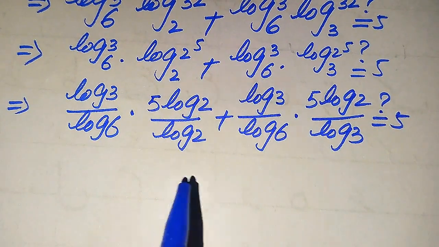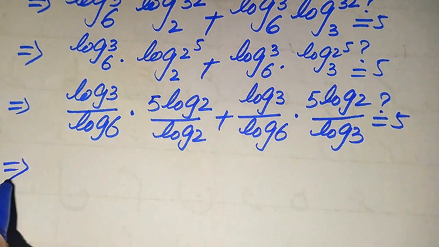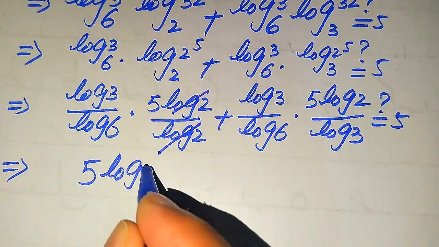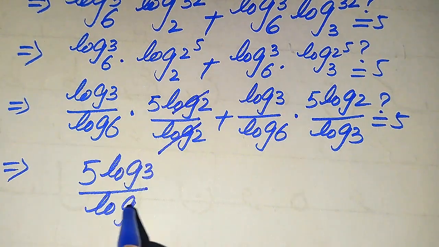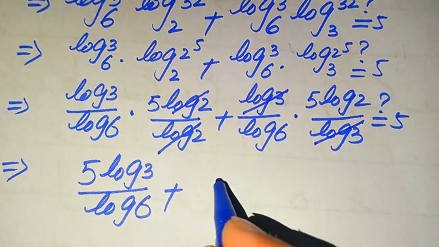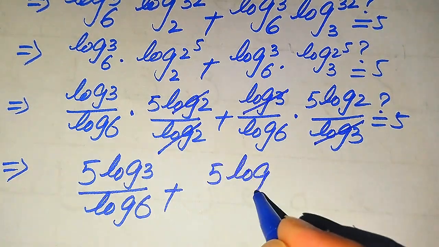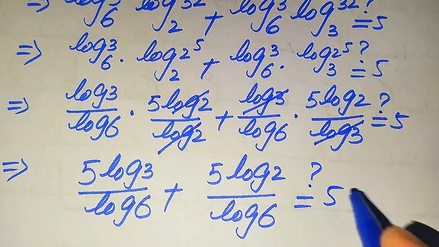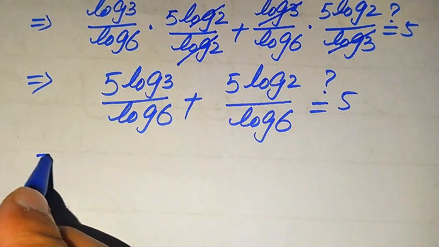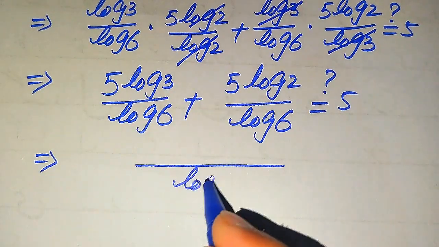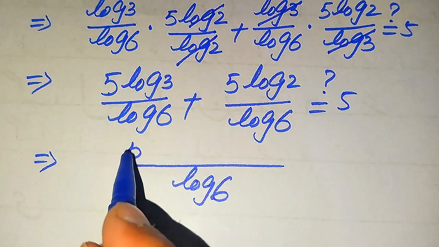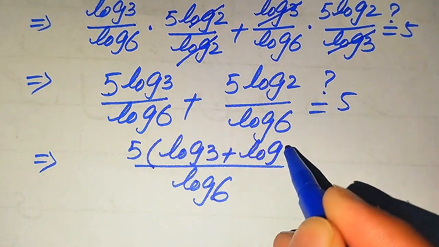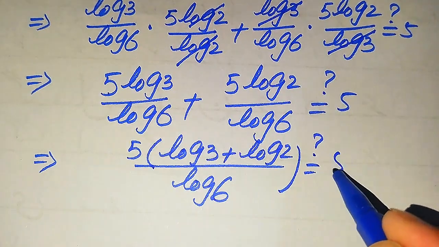So further we need a little bit of simplification, and it will be written as this log 2 is cancelled out by this log 2, and here we will get 5 times log 3 divided by log of 6 plus, this log 3 is cancelled out by this log 3, and we get here 5 times log 2 divided by log 6, and we check whether this equals 5 or not. Further we need to take the LCM of these terms, and its LCM becomes log 6, and here 5 is the common term, we will take common 5, and we get the remaining values log of 3 plus log of 2, and we check whether this equals 5 or not.